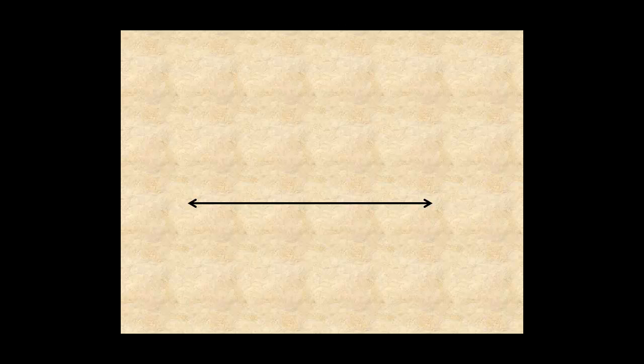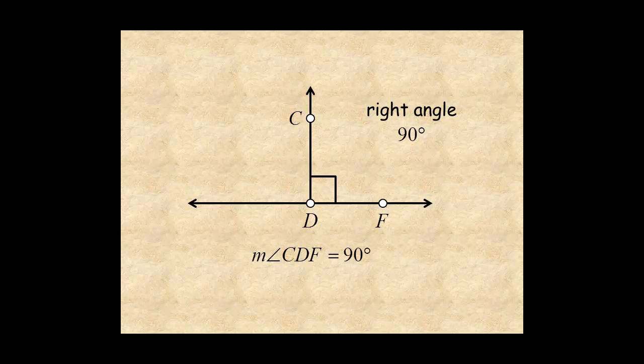Half of a straight angle is a right angle, or a 90-degree angle. A right angle is indicated by drawing this little square inside the angle. So with these points, the measure of angle CDF is 90 degrees. Two lines that intersect to form a right angle are called perpendicular. With these points, this is written as line AF perpendicular to line CD.